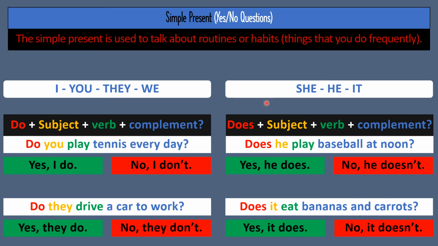Now for the third person, she, he, and it, we have the following questions. Does he play baseball at noon? Positive, yes, he does. Or negative, no, he doesn't. The question is with he, so the answer is with he. And the second question, does he eat bananas and carrots? Yes, it does. Or no, it doesn't. The question is with it, so the answer is with it.